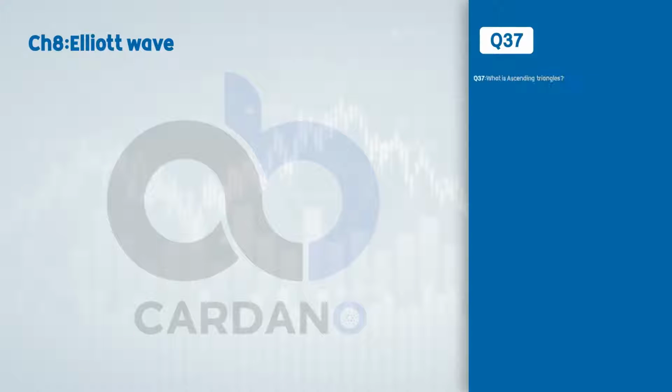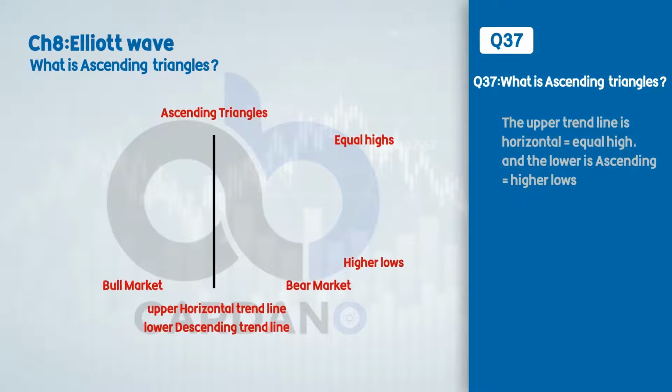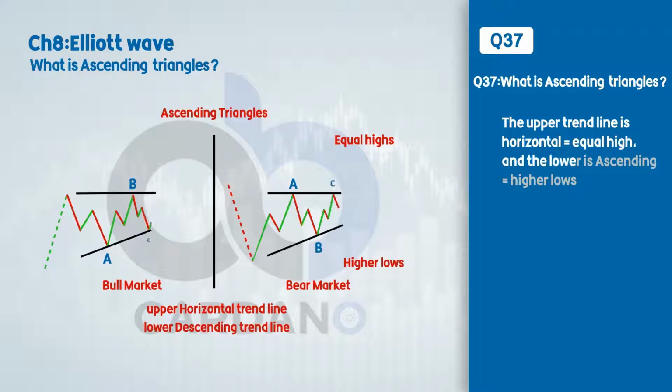Question number 37. What is ascending triangles? The answer is, the upper trend line is horizontal, equal high, and the lower is ascending, higher lows.